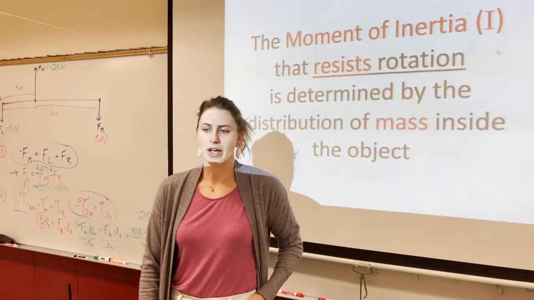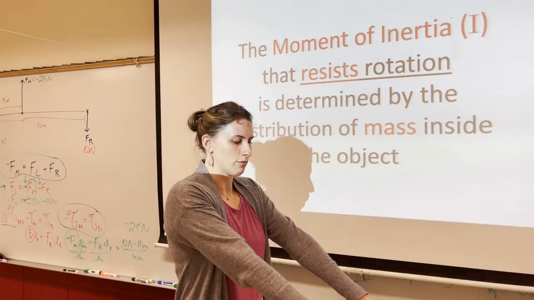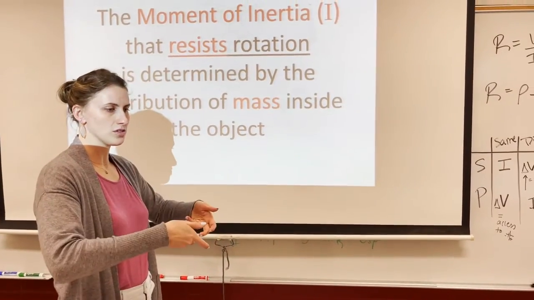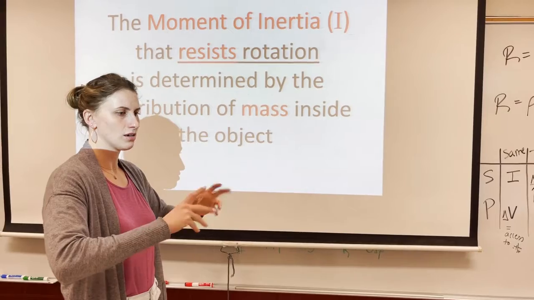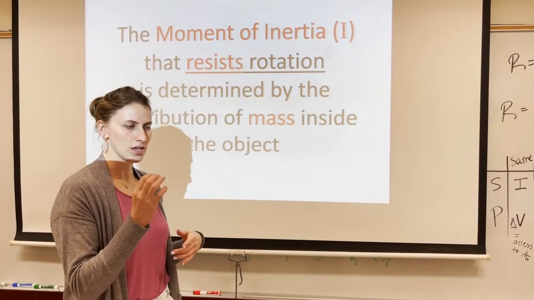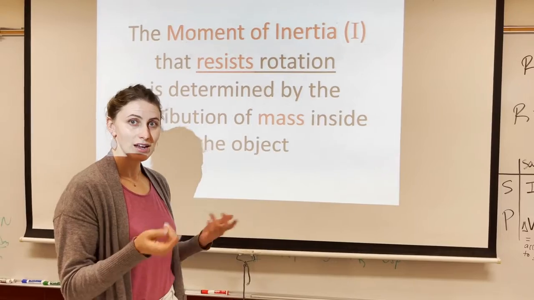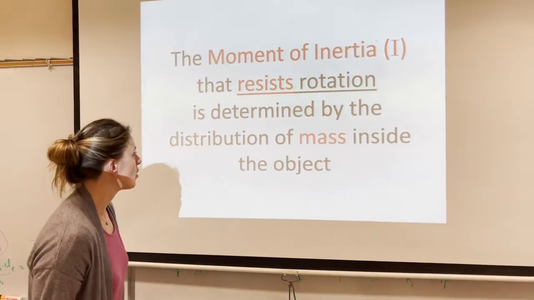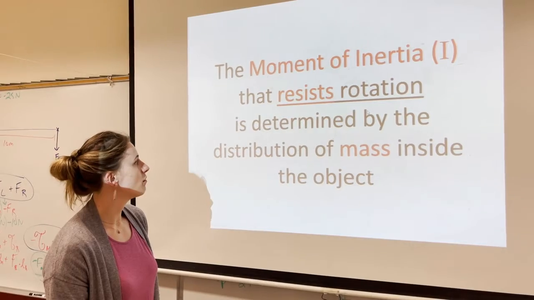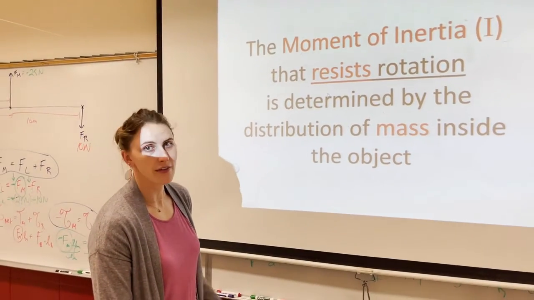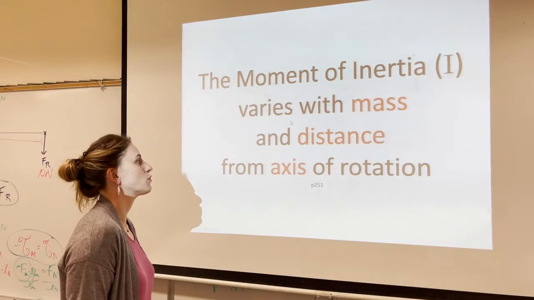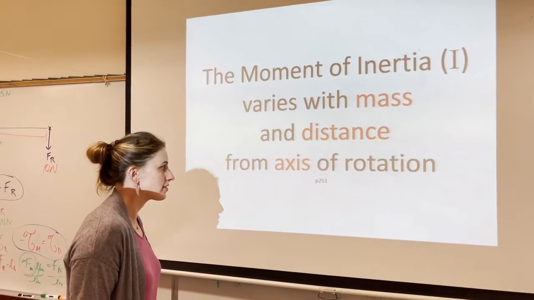Can you find in your notes where we had that race with a ramp and two discs? One was a solid disc and the other had ball bearings on the inside, more of a ring, right? Think about how their moments of inertia were different and how that affected how fast they moved down that ramp. The moment of inertia varies with mass and distance from an axis of rotation.